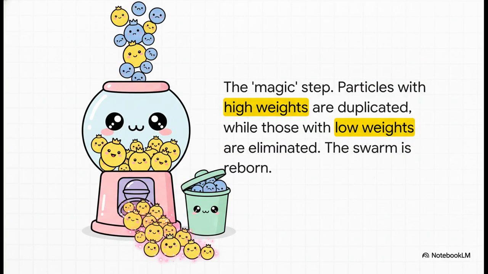And now for the part that honestly feels like magic, resampling. This is where the algorithm builds a brand new swarm of particles for the next loop. But it doesn't just create them randomly. It samples from the old population, but with a critical twist. Particles that had higher weights are way more likely to be chosen and even duplicated. And those particles with terrible weights, they're almost certain to be wiped out. It's like the swarm is reborn, but it comes back stronger and way more focused than before.